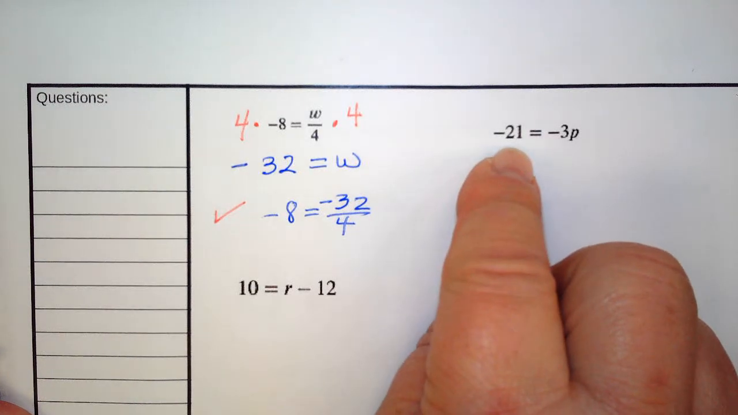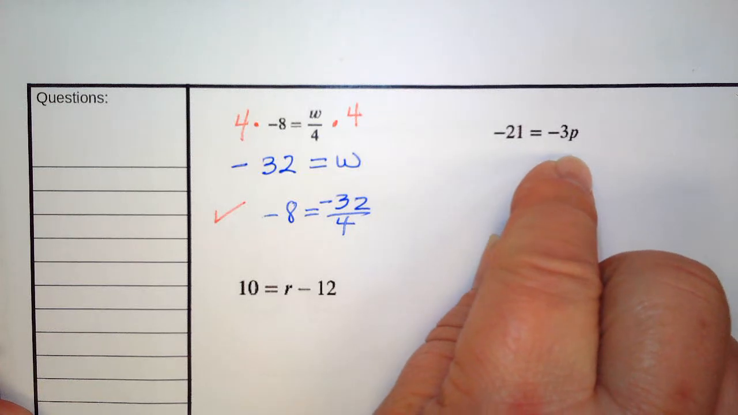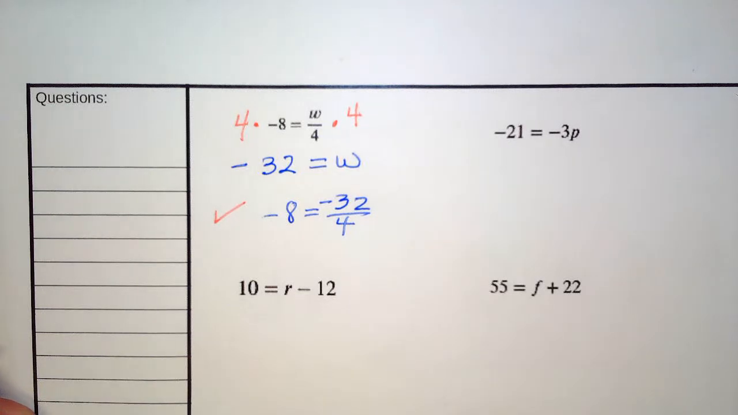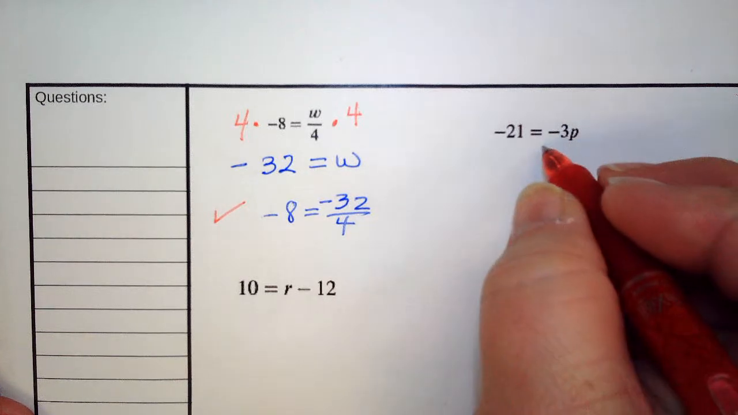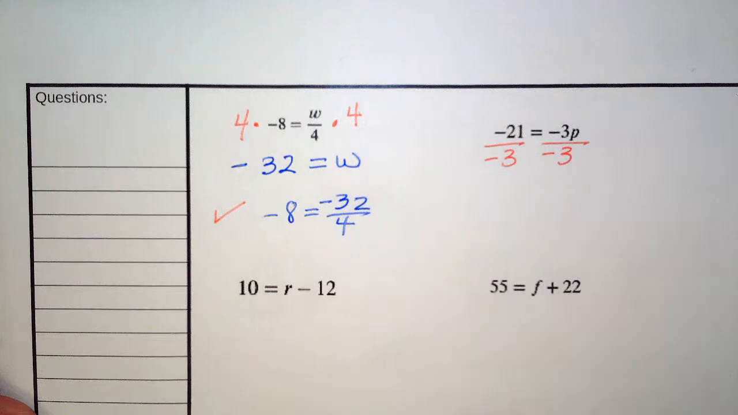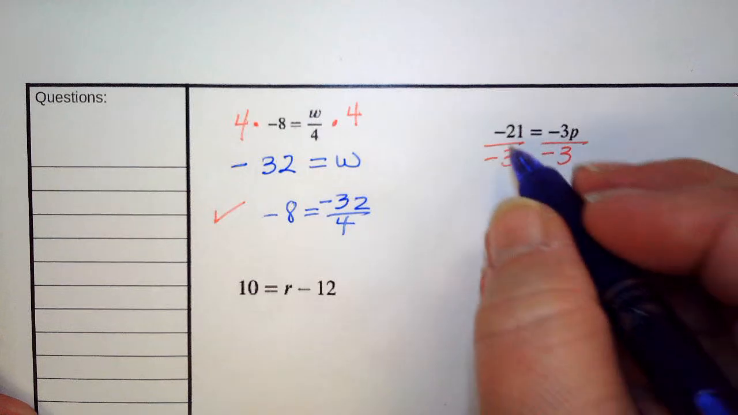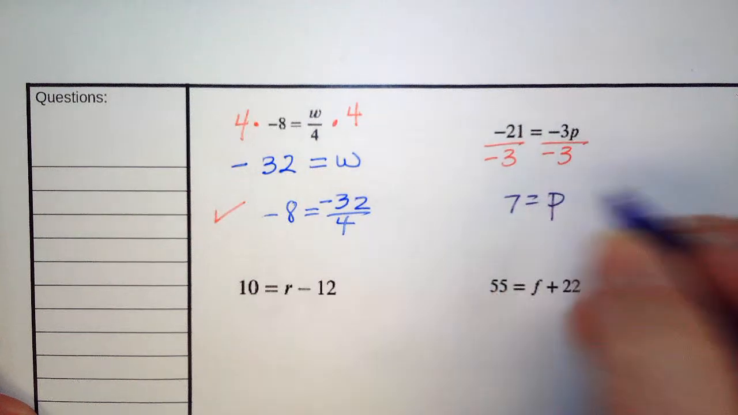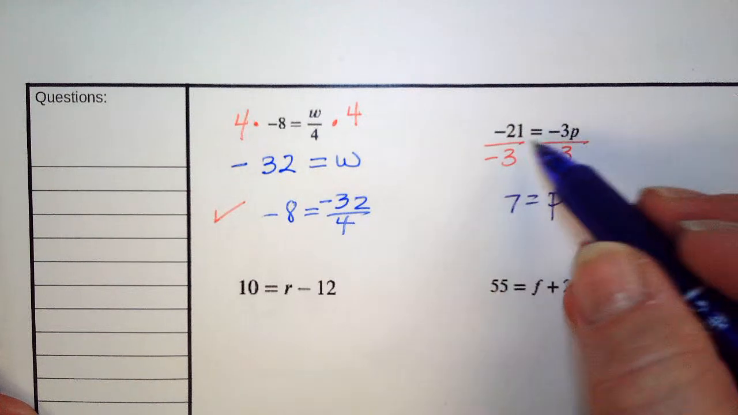I've got -21 as my answer. It's equal to -3 times a number. Can you pause the video and do this one on your own? Well, I hope you tried. I'm going to divide by -3. The opposite of multiplication is division. -21 divided by -3 is, negative divided by negative is a positive, 7. 7 is equal to P. Negative 3 times 7 is negative 21.